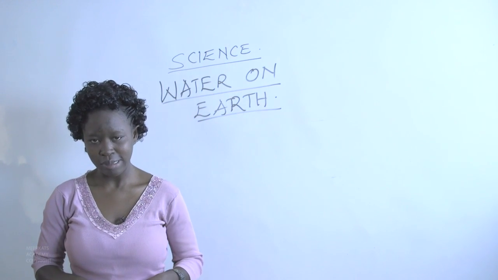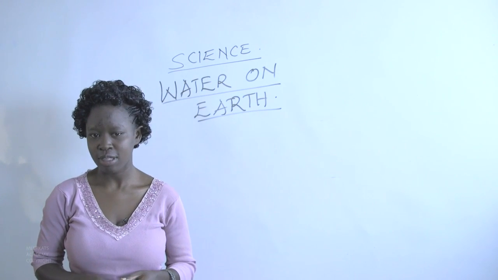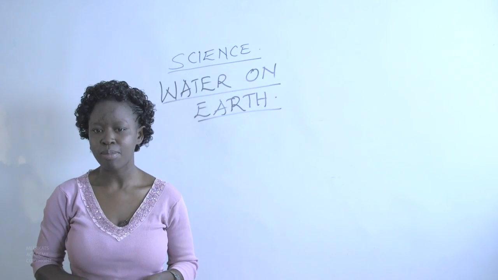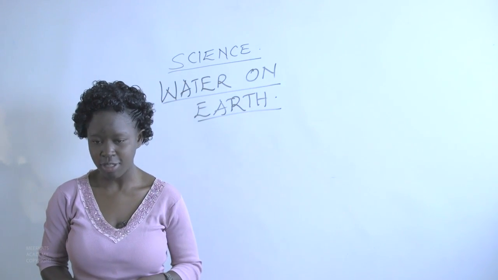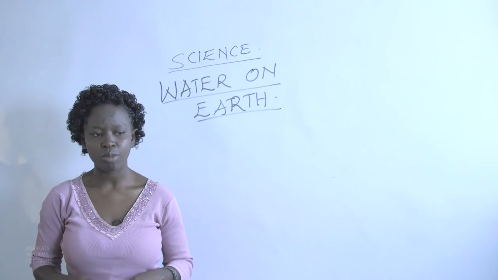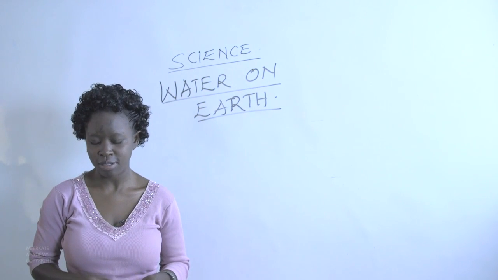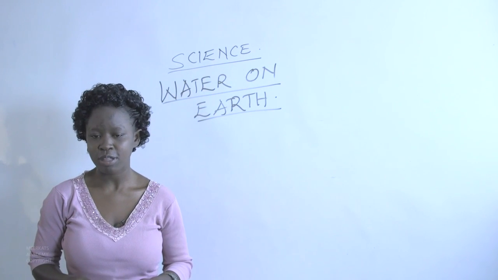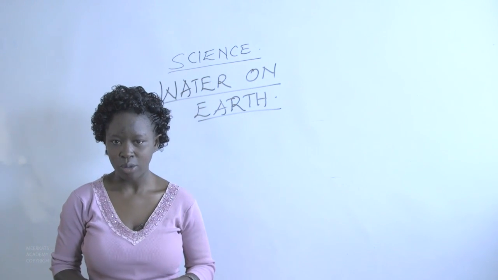First, it is important to note that the largest part of the Earth's surface is majorly covered by water. About 70% of the Earth's surface is covered by water. That is the waters in the oceans, seas, lakes, rivers, and so on. So the largest percentage of the Earth's surface is covered by water.